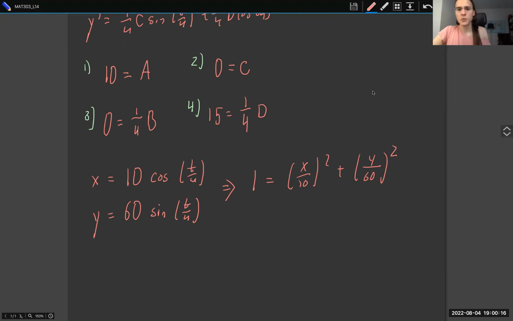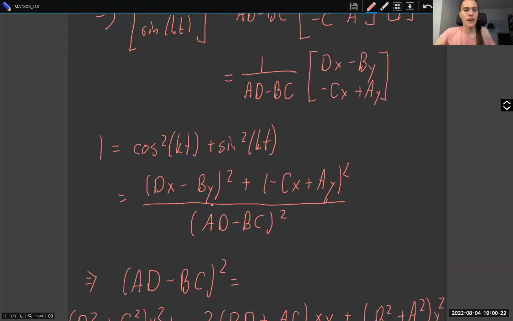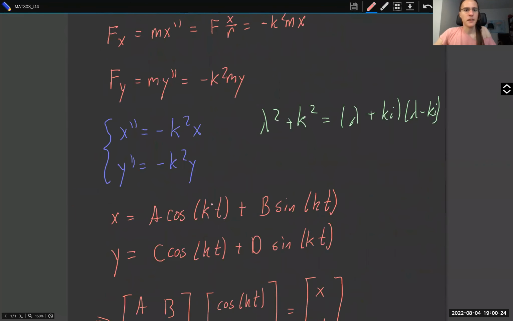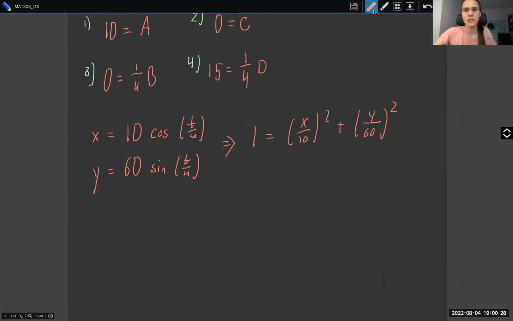Okay, and next we're going to do motion in fields where we have inverse square law. But we should first take a break.